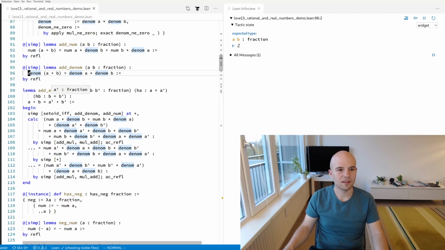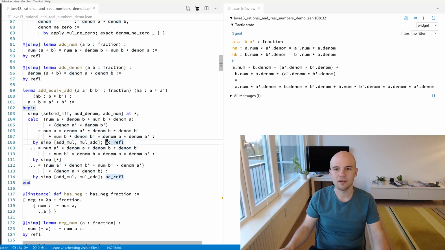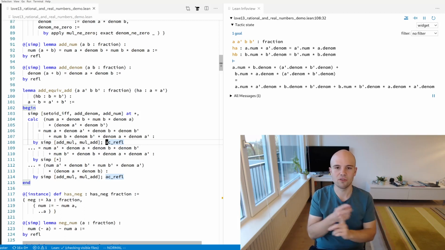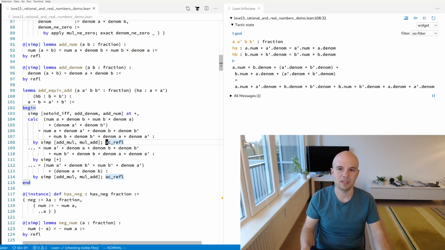And there is one new tactic here that is interesting, and this is the AC rfl tactic, which, as the name says, is reflexivity modulo associative commutative reordering. So it can reparenthesize terms, so for example here the multiplication, and it can also commute, so permute terms in a multiplication.